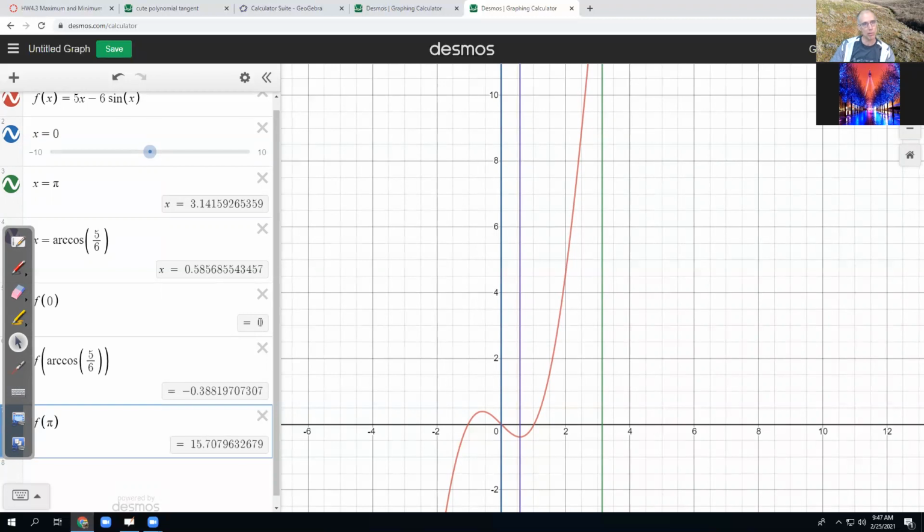So looking at these 3 numbers, 0, negative 0.388, and 15.7, I can see that when I plug in the arc cosine of 5/6 in this interval, that's the absolute smallest number. And the 15.7079, blah, blah, blah, that's the absolute highest number in this interval. So my minimum is negative 0.38819, blah, blah, blah, and the maximum is 15.7079, blah, blah, blah. And the key is, we've got a closed interval, check the endpoints. So that wasn't really a trick question, it was just the most important part. Was it the second most important part of that section? That endpoints are important too.